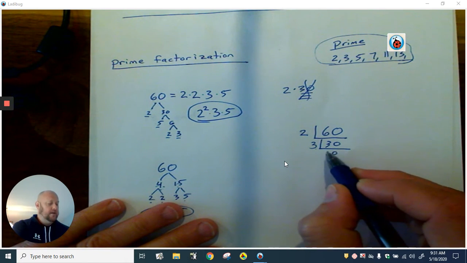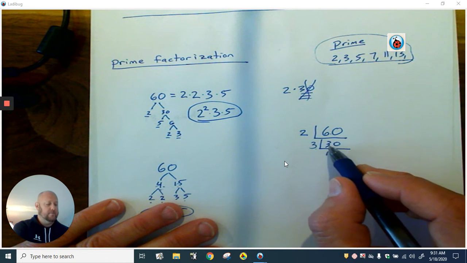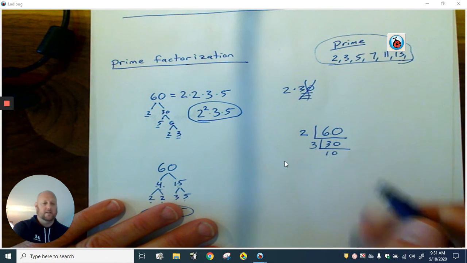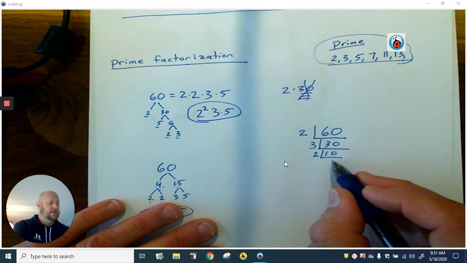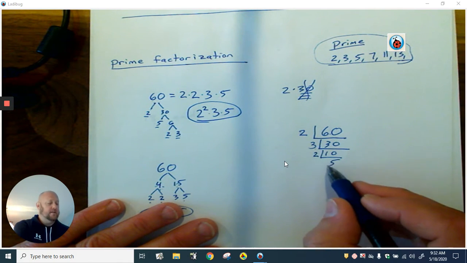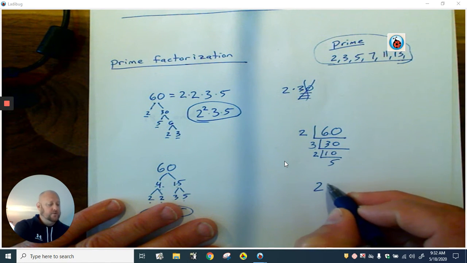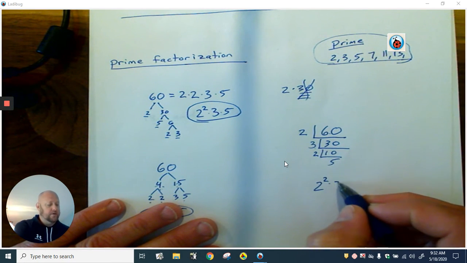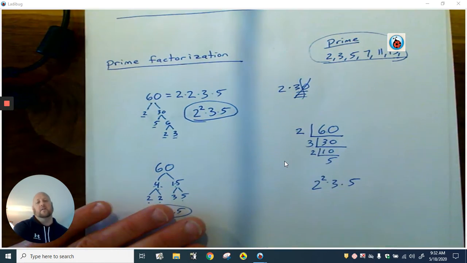So we do that, and we get 10, right? So we divided the 60 by 2. We divide the 30 by 3, and we look at the 10 and go, all right, what can we divide the 10 by? Well, we can divide the 10 by 2, and we get 5, and then 5 is a prime number. So what do we have? We have 2 2s, 1 3, and a 5, okay? All your answers are out here.